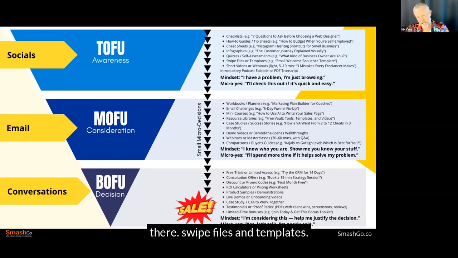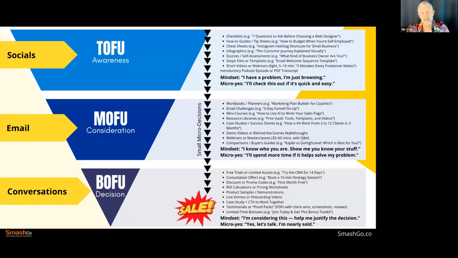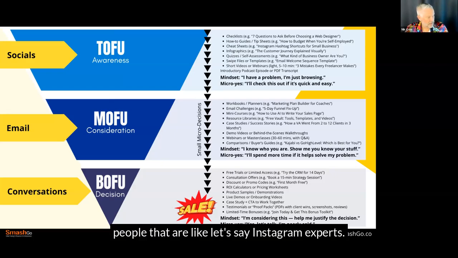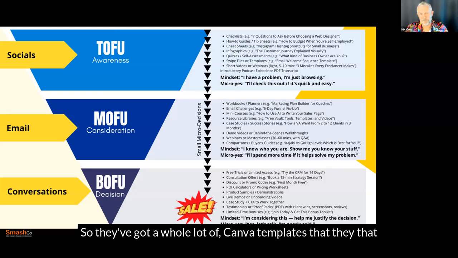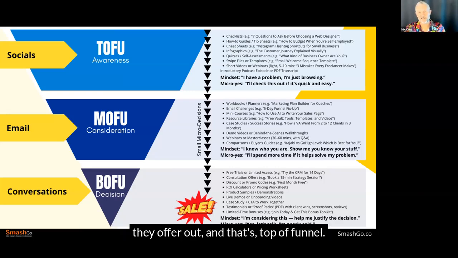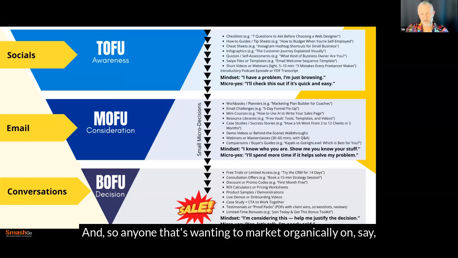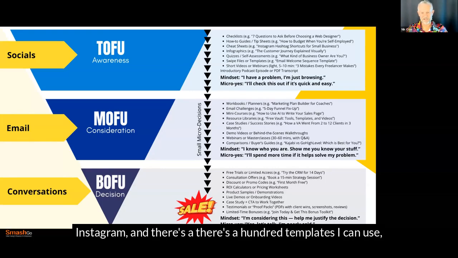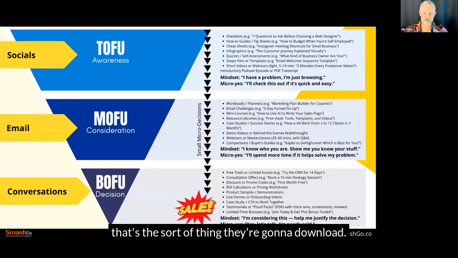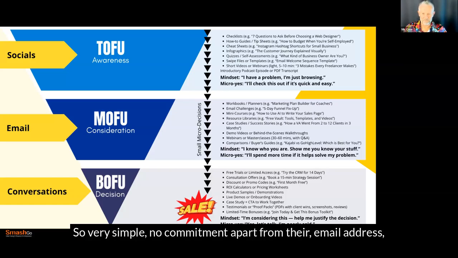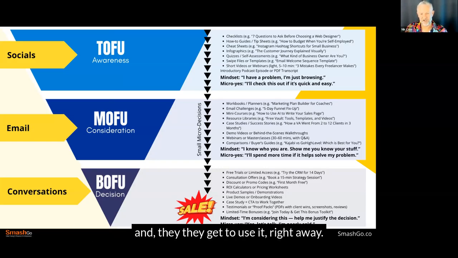Swipe files and templates. They're really good top of funnel stuff. So you often see that with people that are, let's say, Instagram experts. They've got a whole lot of Canva templates that they offer out, and that's top of funnel. Anyone that's wanting to market organically on, say, Instagram, and there's 100 templates they can use, that's the sort of thing they're going to download. So very simple, no commitment apart from their email address. And they get to use it right away.